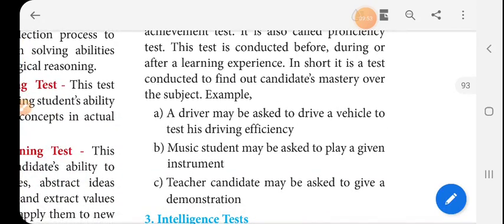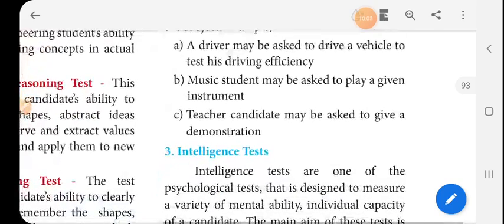Example, a driver may be asked to drive a vehicle to test his driving efficiency. A music student may be asked to play a given instrument. A teacher candidate may be asked to give a demonstration.